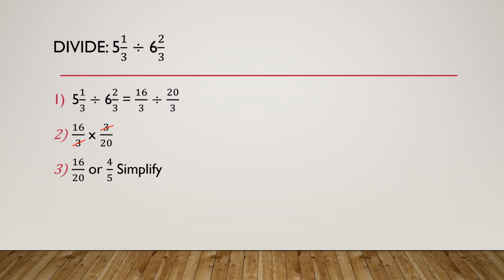Or by getting the GCF, no, for 16 over 20, the greatest common factor is 4 over 4. So 16 divided by 4 is 4, 20 divided by 4 is 5. So the final answer is 4/5. Okay, so this is the simplified answer.